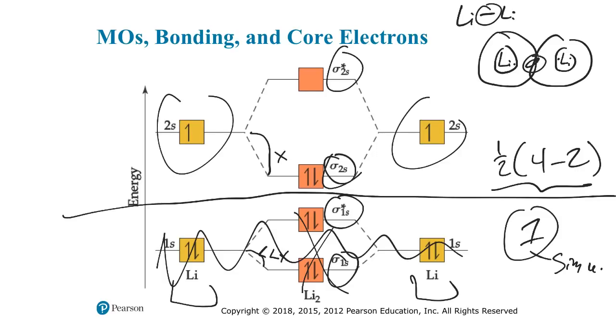Now, lithium is a solid at room temperature. What you can imagine is that 2 lithium-2s can then form lithium-4. Lithium-4 can then form lithium-8.